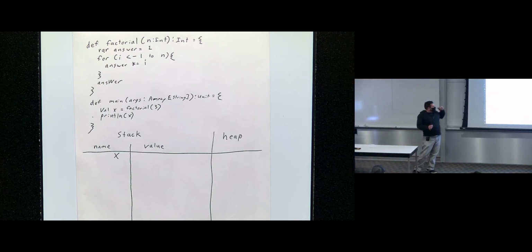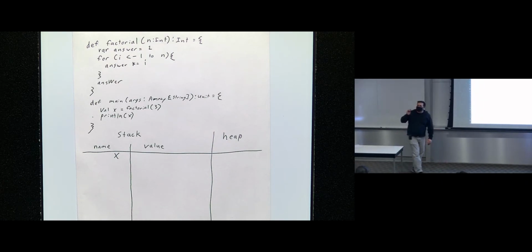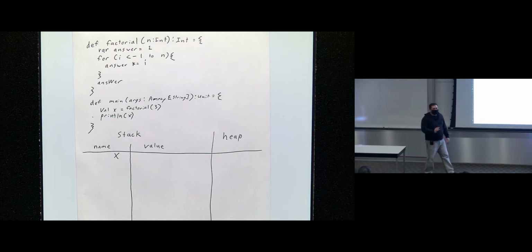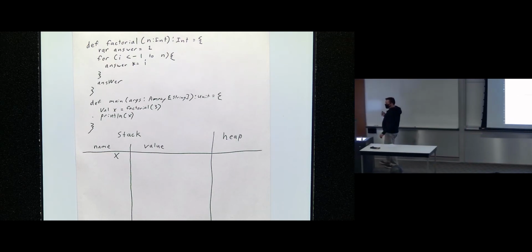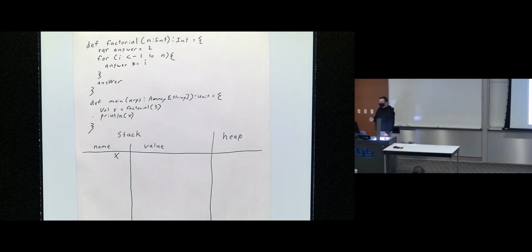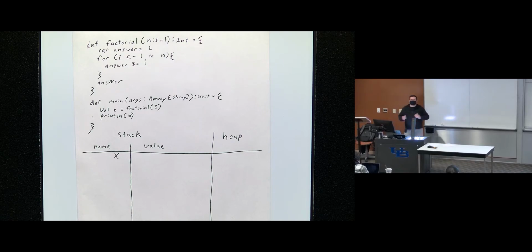So when we call factorial of 3, we're going to create what's called a stack frame, which hopefully is familiar from the syllabus, from the learning objective section. We're going to create a stack frame whenever we have a method call. Technically, there's a stack frame for the main method. We're not going to draw that because that's just the whole program.